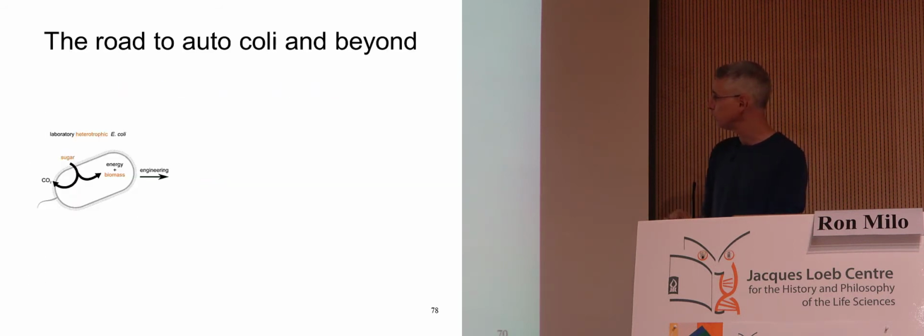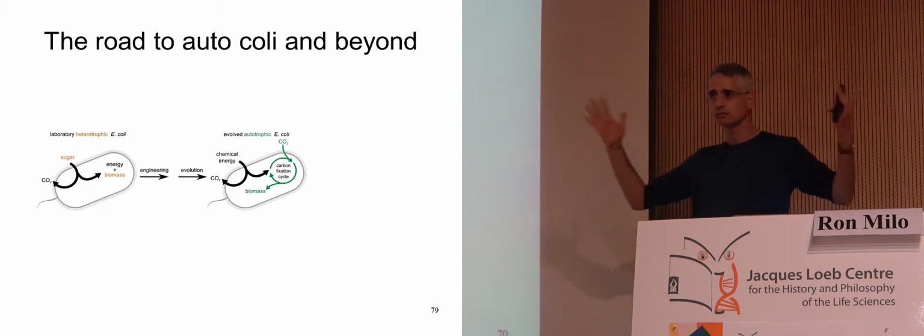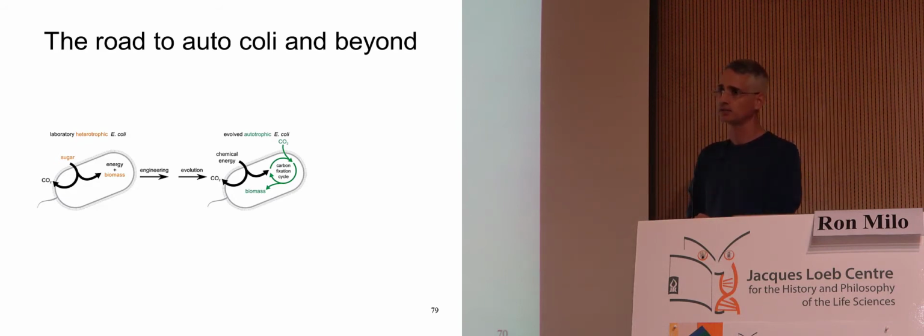Okay, so I showed you how we started with a heterotrophic E. coli, the standard one. We used engineering, which did not help us enough. Then we also used lab evolution. This brought us to an autotrophic E. coli. And I hope that, with the effort of many other labs around the world, as it works in the world of science, we publish this. Hopefully, people will take it further.